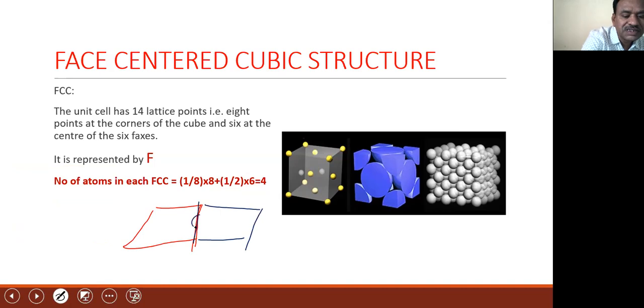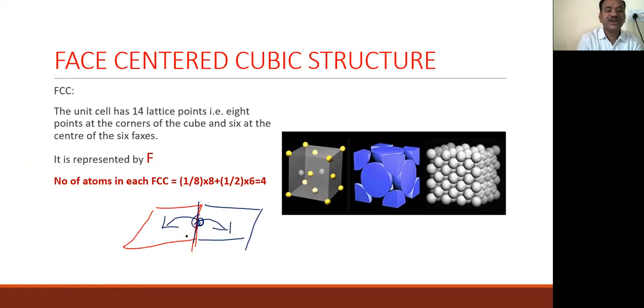Whatever this cell is, it will be contributed by this face and also by this face here. So I have written 1 by 2 into 6. 1 by 2 into 6 equals 3. 3 plus 1 equals 4 here.